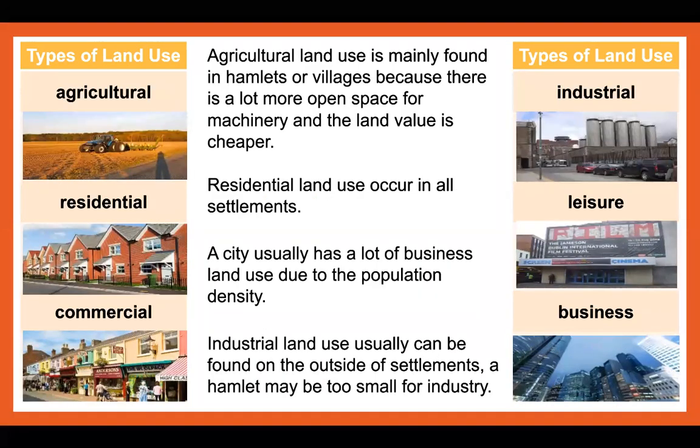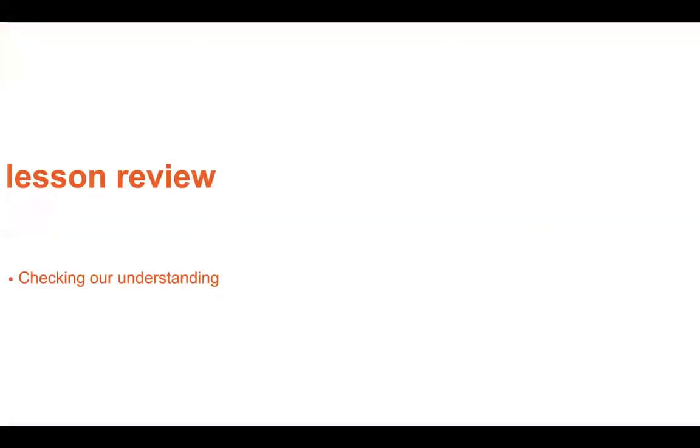And again, here are some of the answers, just a bit more detail. So again, agricultural land is found in hamlets and villages because there's a lot more space for the machinery, and land is cheaper. Residential housing occurs in all settlements. A city usually has lots of businesses and land use due to the population. And industrial land can be found just outside settlements because they need a bit more space to have such large factories. Okay, so let's review our lesson.